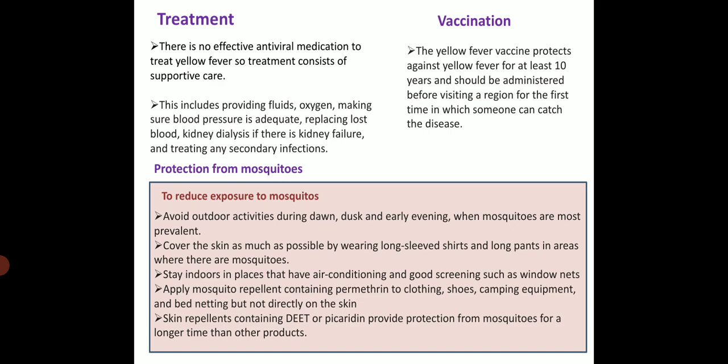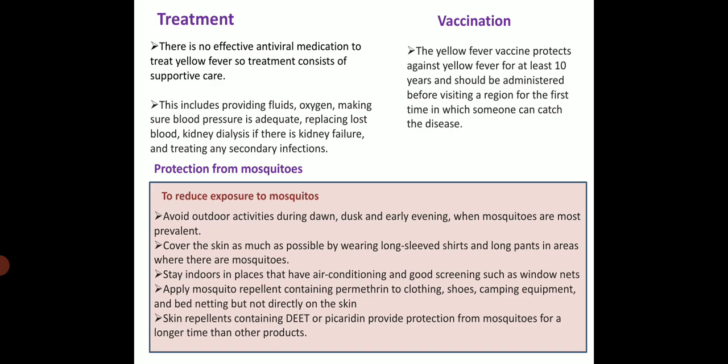Coming to the vaccination, there is a vaccine for yellow fever that will protect against yellow fever for at least 10 years and should be administered before visiting a region for the first time in which someone can catch the disease.